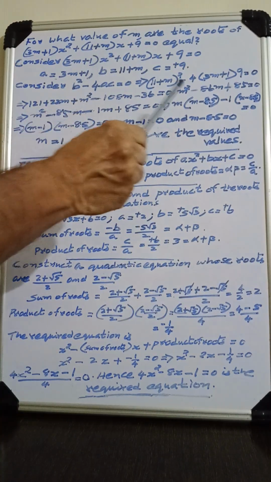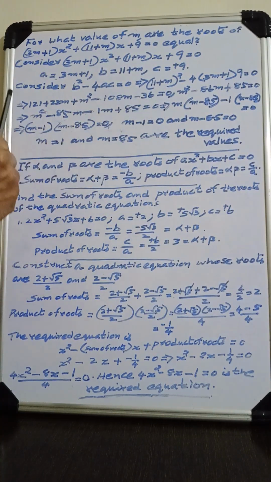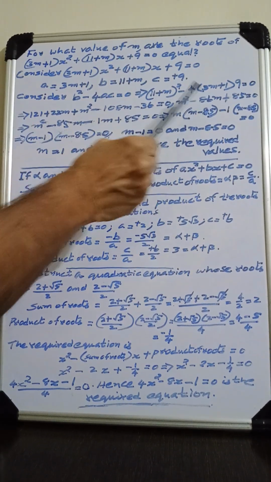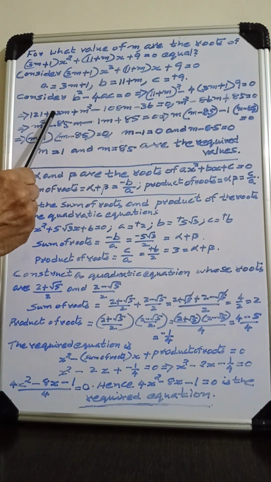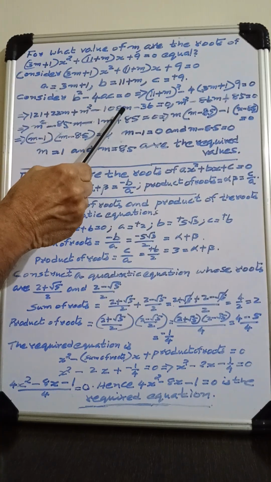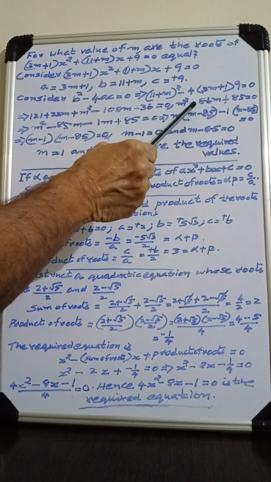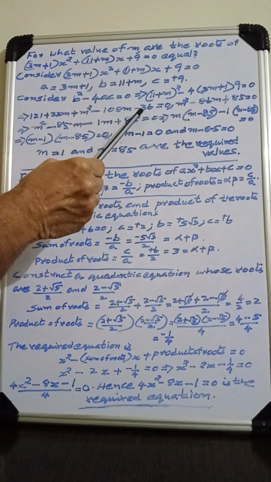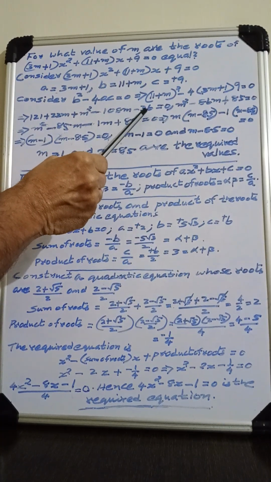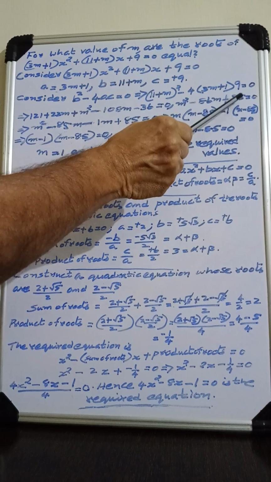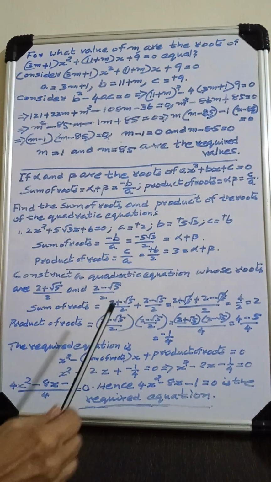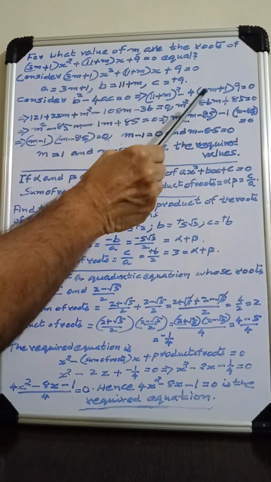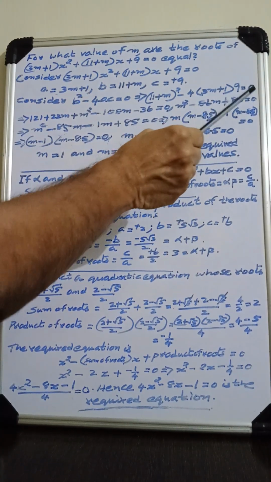Therefore, in standard form we have m squared plus 22m minus 108m. When simplified, this gives minus 86m. Plus 121 minus 36, when simplified, we get plus 85 equals 0. Thus, we get a simpler quadratic equation: m squared minus 86m plus 85 equals 0.